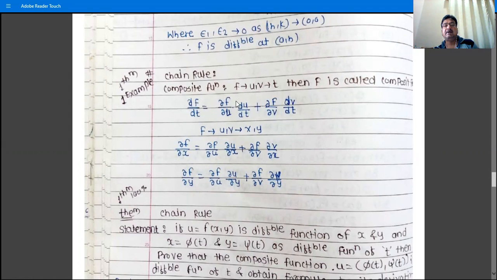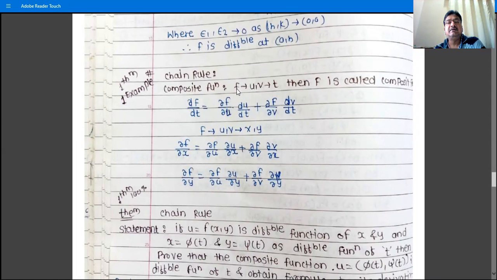Instead of ∂f by t, write df by dt, and it is ∂f by ∂u. Why the notation ∂? Because f is the function of u and v. f is the function of two variables. If a function is a function of two variables or three variables, that is multivariable, then its derivative is denoted by the notation ∂. And if the function is a single variable function, then its derivative is denoted by the notation d.